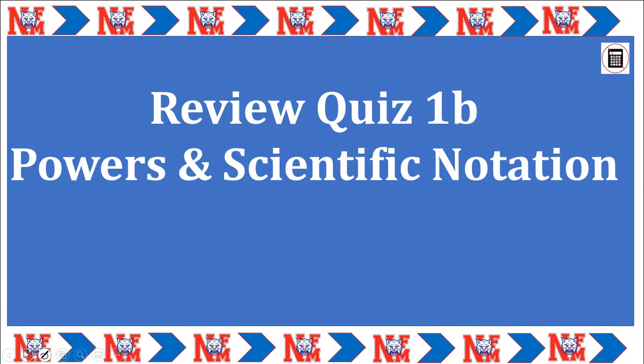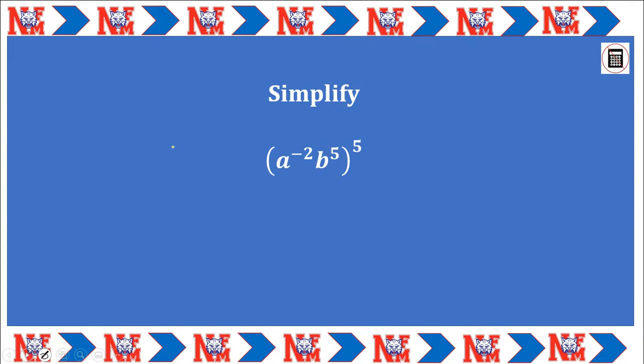Okay, guys, let's review the power to a power rule for exponents, our last rule, and scientific notation. So to simplify power to a power, remember every factor inside your parentheses, a factor is something that's being multiplied, has an exponent. And so we're going to take this outside exponent and distribute it and multiply it to each exponent inside the parentheses. So we get a to the negative 10 and b to the 25. Now notice this negative 10 is on the a, and we cannot have a negative exponent. So we are going to get b to the 25th over a to the positive 10.